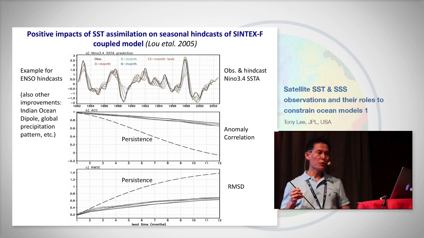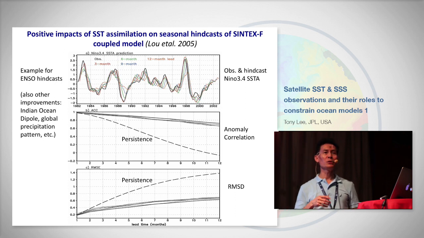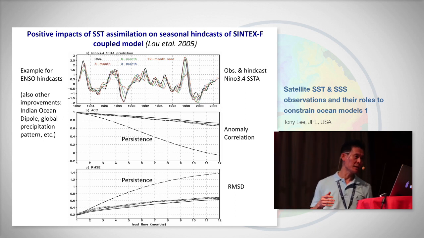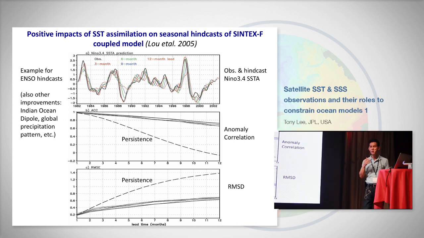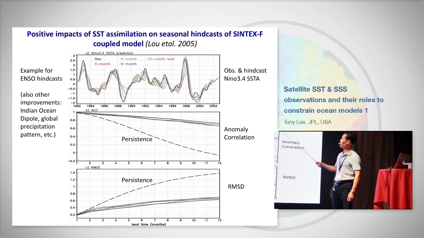So now here is one example from the Japanese SINTEX-F coupled model forecast, where the only data that they assimilate is SST. And in fact, it's a relatively simple scheme. It's essentially nudging SST in the coupled model, trying to constrain the coupling. And yet it turns out to be quite effective and showed a good impact on several forecasts, one of them being the ENSO forecast. They also look at the Indian Ocean dipole forecast and global precipitation forecast, and all of those show improvement.